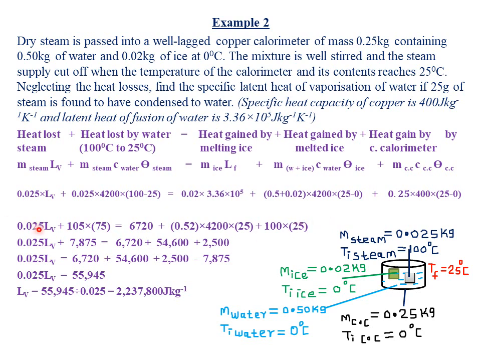So of course 0.025 Lv will just remain as 0.025 Lv. Then 105 times 75 will obtain 7,875. Then 6720 will just remain as 6720. Then 0.025 multiplied by 4200 times 25 will obtain 54,600. Then 100 times 25 will obtain 2,500.